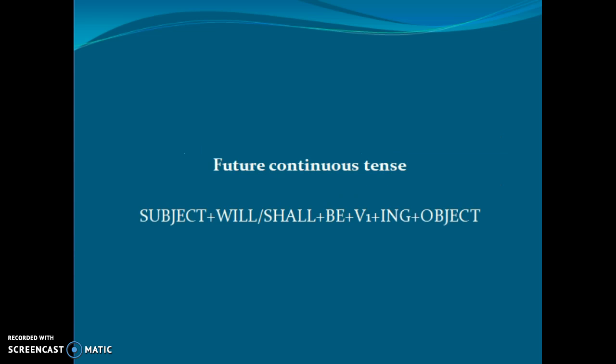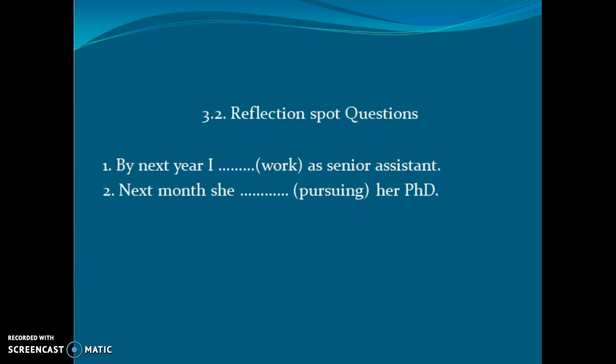The structure for the future continuous tense is given here. That is subject, will or shall, plus be plus V1 present tense form of the verb and ing since it is in continuous form, and then finally we have to add a predicate or object to this sentence. Take 1 minute of pause here and answer the reflections part questions given on the screen.